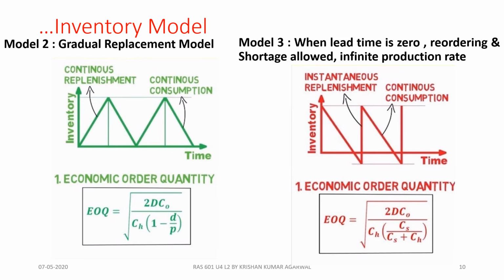at a particular time. And it can be calculated by using the formula under root 2 times D CO, that is ordering cost, divided by holding cost, and bracket holding cost and shortage cost, weighted mean of those things. The formula is given to you in the slide itself.